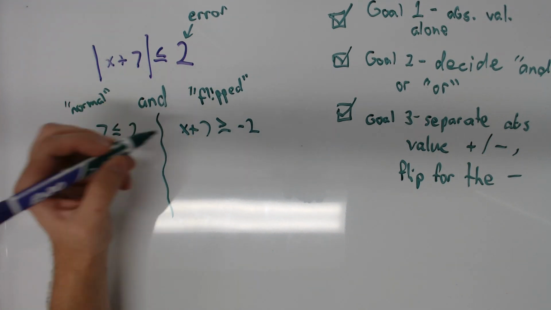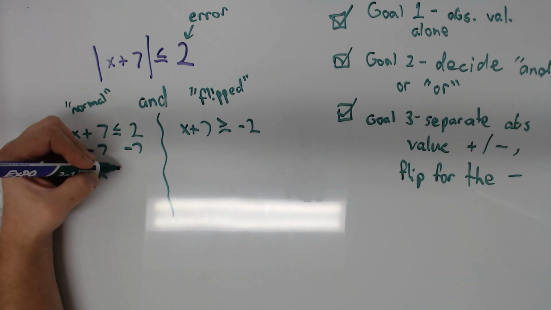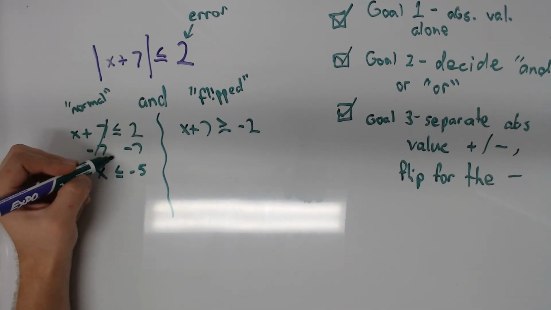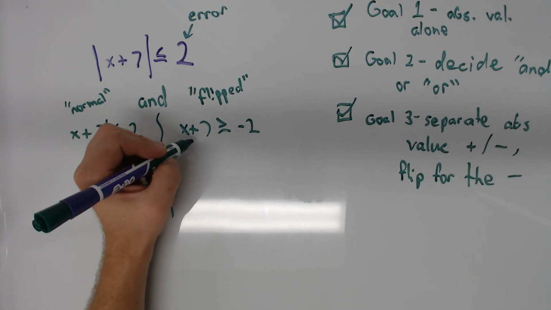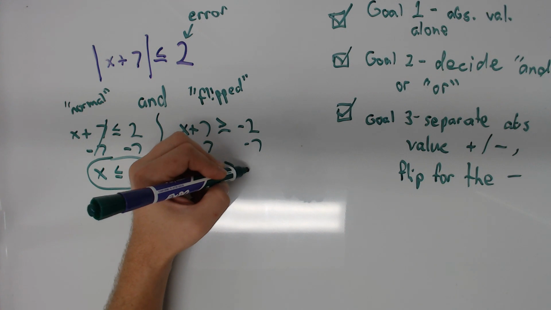So now we solve each of these separately. If you remember, with absolute values, they often have the same steps. So the first one ends up being x less than or equal to -5. The second one ends up being x greater than or equal to -9.